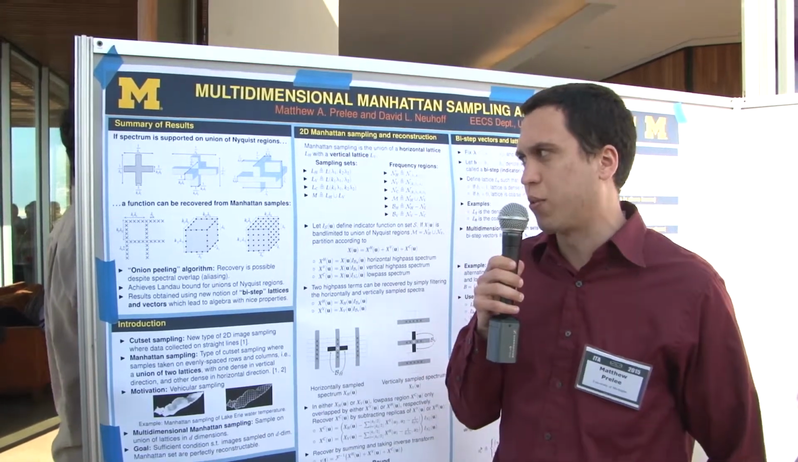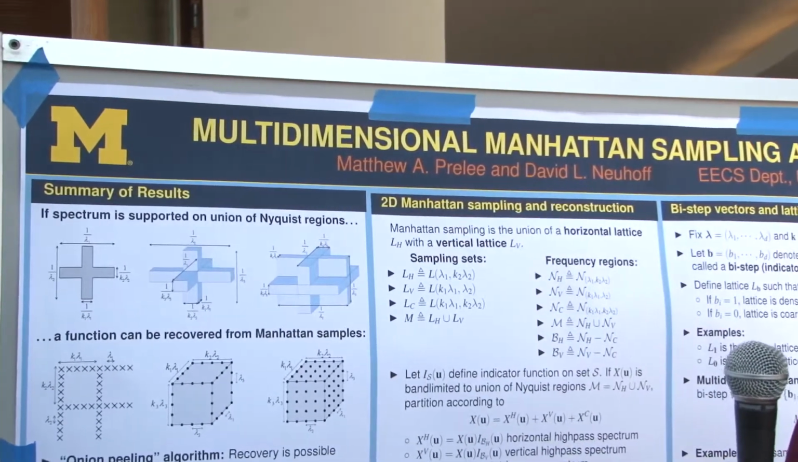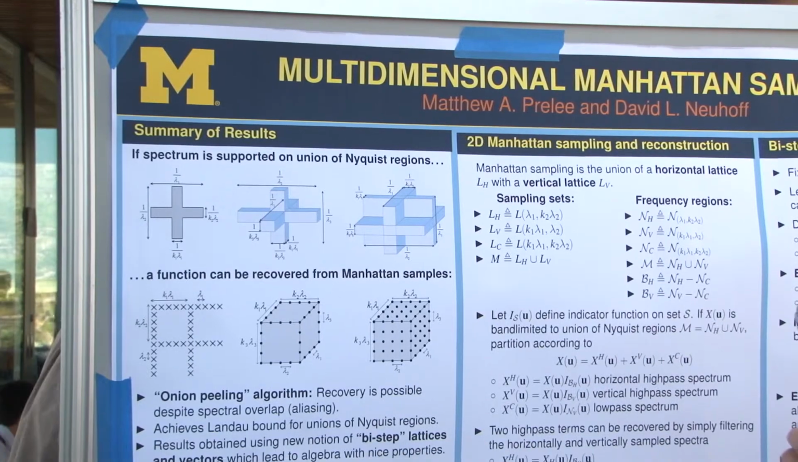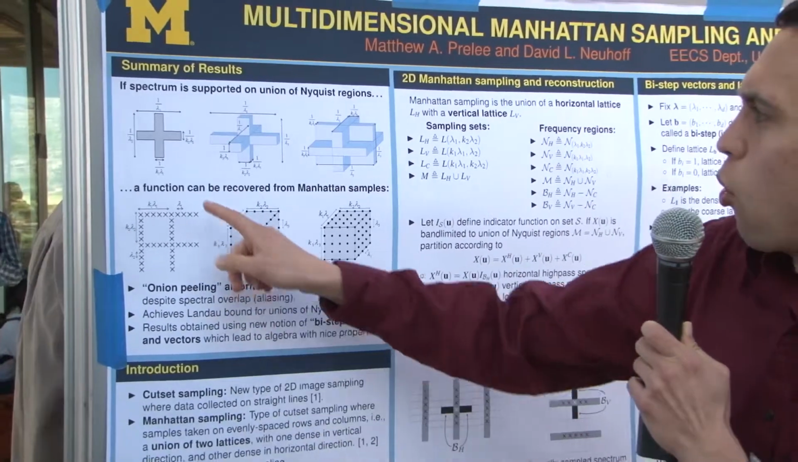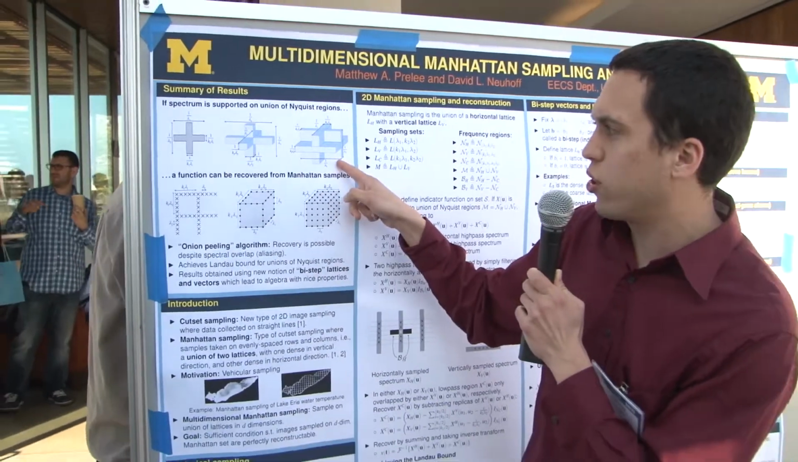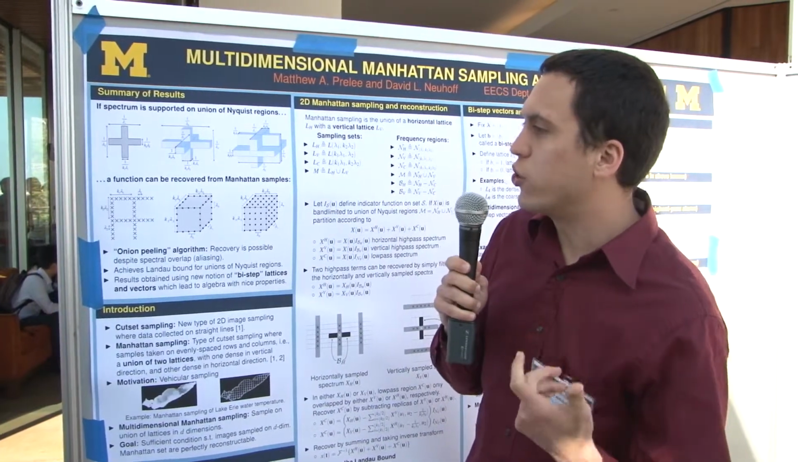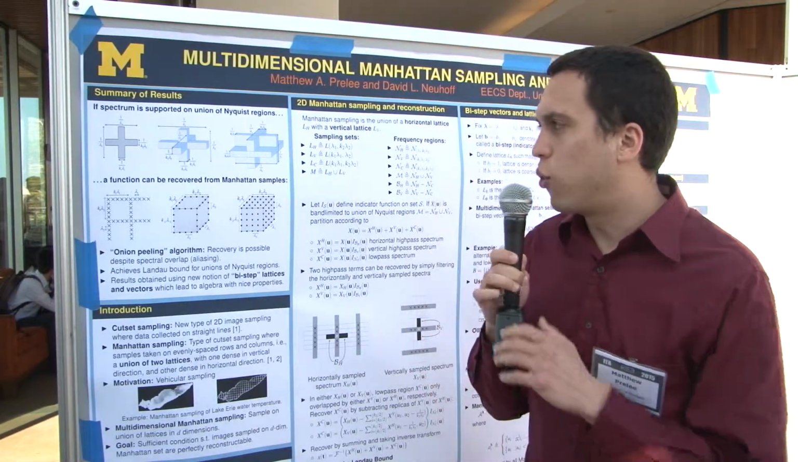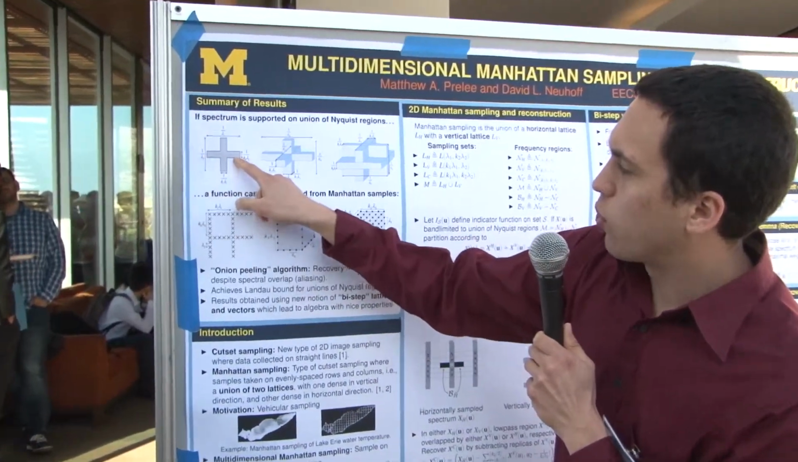A very quick overview is it's a classical sampling result where if an image or high-dimensional function is supported on the union of Nyquist regions, it can be perfectly recovered from the union of lattices corresponding to those Nyquist regions. So if we consider a two-dimensional example, we have a union of Nyquist regions.